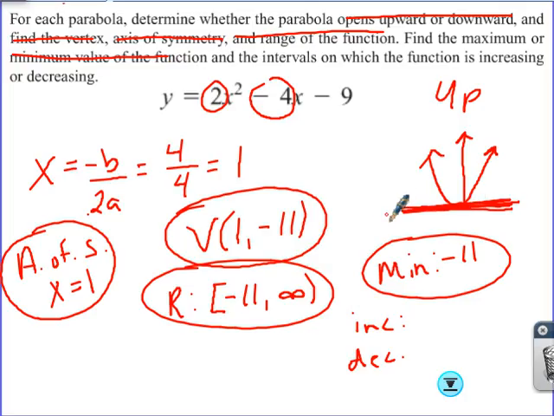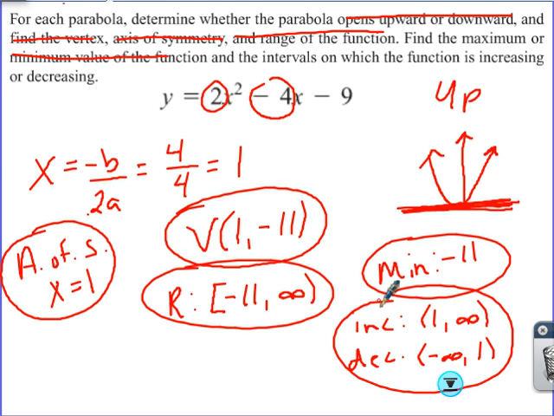We're traveling from left to right. We're decreasing everywhere up to this point. So that'd be decreasing from negative infinity up to this x value of the vertex, which is 1. And then we start increasing at 1, and we go to infinity. That's where it's increasing and decreasing.